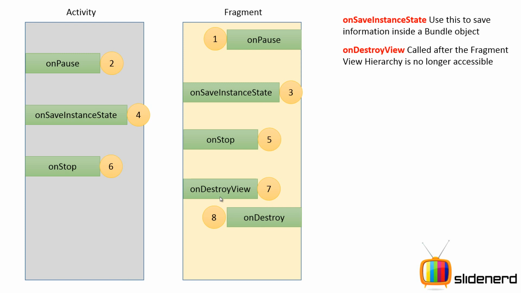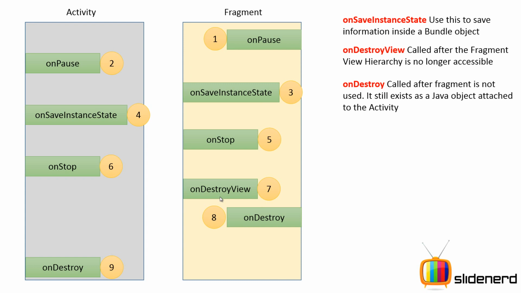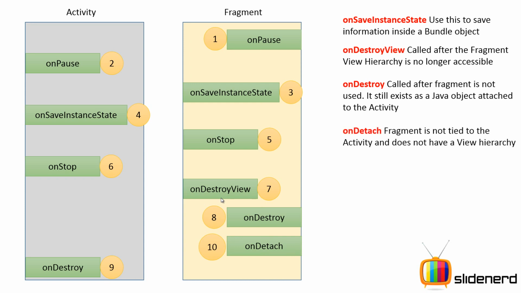Then the onDestroy gets called in the fragment. Now after this point, the fragment is completely destroyed. It exists as a Java object to the activity, yes, but you can do nothing with it. Then there is the onDetach method being called. onDetach is the part where the fragment which was tied to the activity so far is actually untied from the activity, and after this point it's not associated with anything.